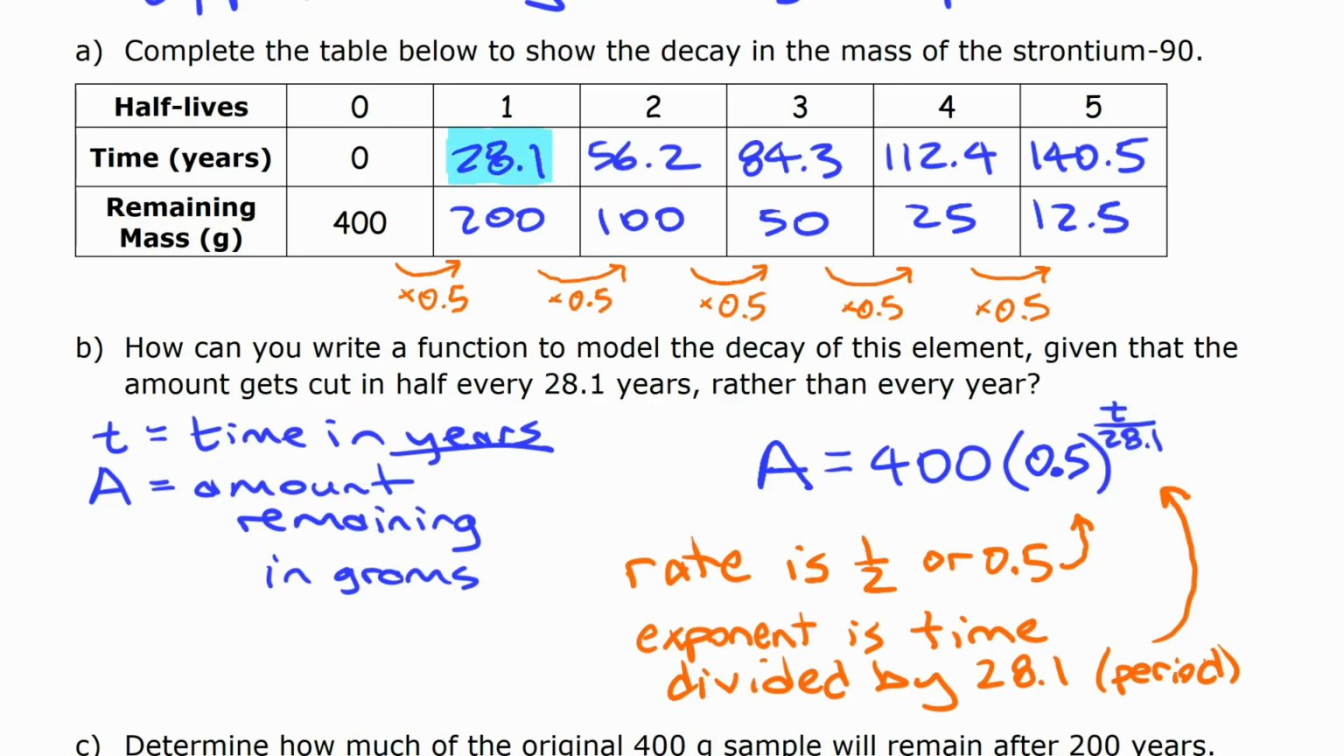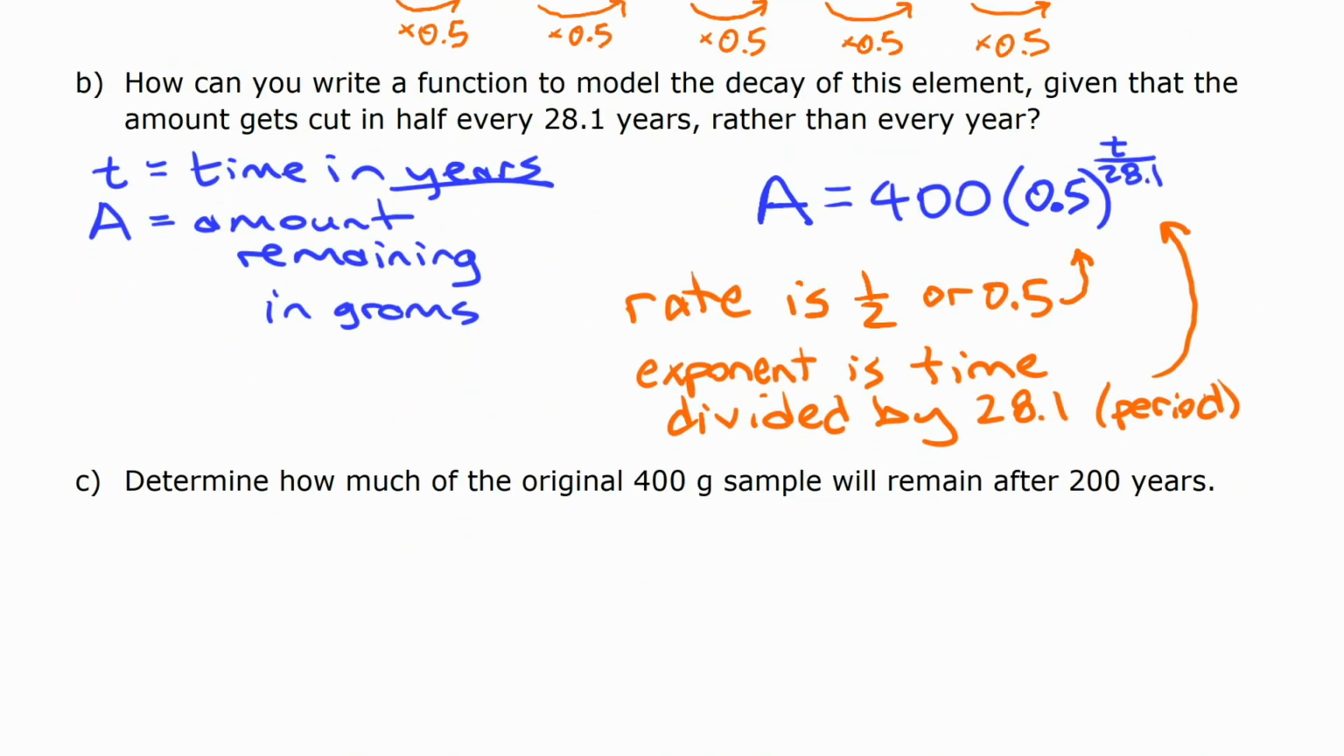Again, when you substitute in 28.1 there, 28.1 divided by 28.1 is 1. It gets multiplied by 0.5 once. And if you put 56.2 in there, divided by that is 2, gets multiplied by 0.5 twice, and so on. All right, so that's our model function. We will use it to find a few values here.